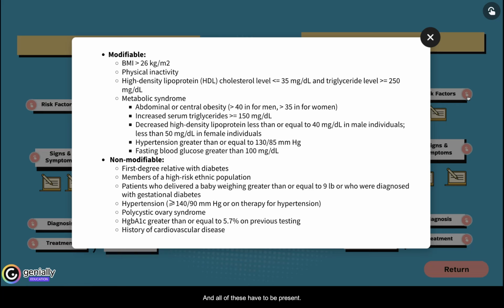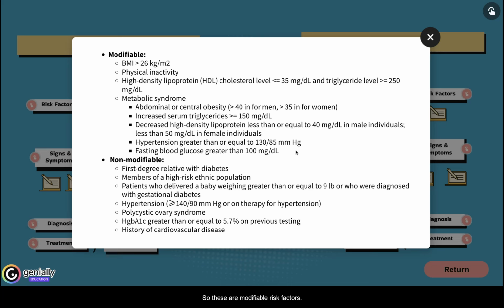And all of these have to be present. All these 5 conditions have to be present for it to be metabolic syndrome. Then you have increased triglycerides greater than 150, decreased high density lipoproteins, less than 40 in males and less than 50 in females, hypertension greater than or equal to 130/85, and fasting blood glucose greater than 100. So all of these together are known as metabolic syndrome.